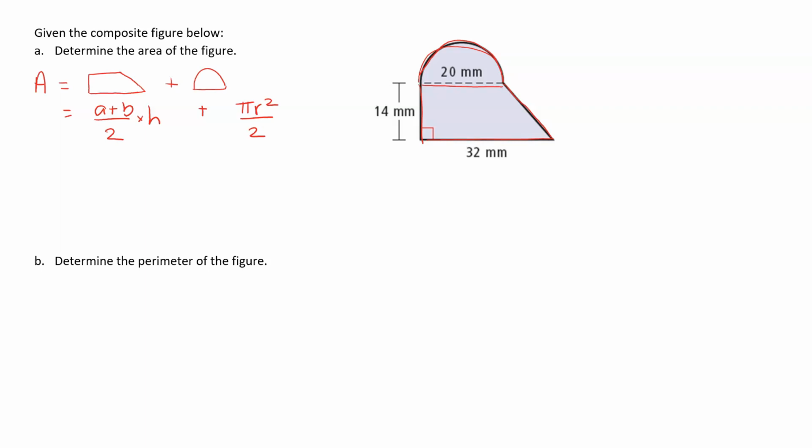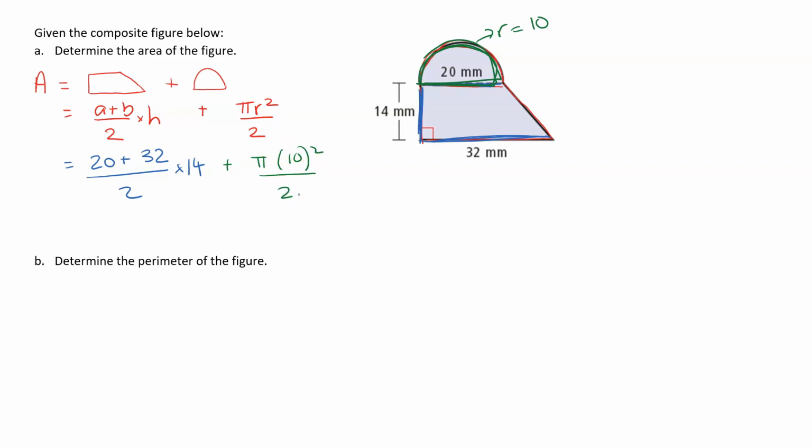All right, let's take a look at this trapezoid. A and B would be the two parallel sides, so that would be 20 plus 32 divided by 2 times the perpendicular height, which is 14. Then the semicircle, which I've outlined in green, we would do pi times the radius. What we've been given is the diameter, which is 20, so the radius is 10. So pi times 10 squared divided by 2.